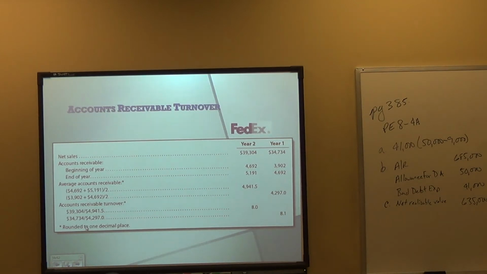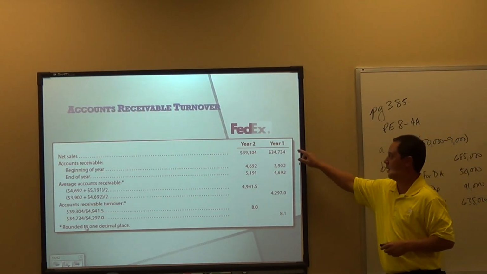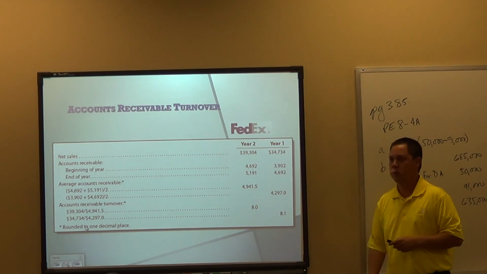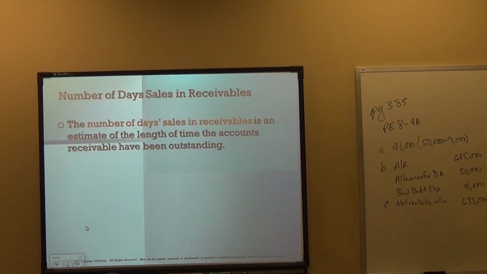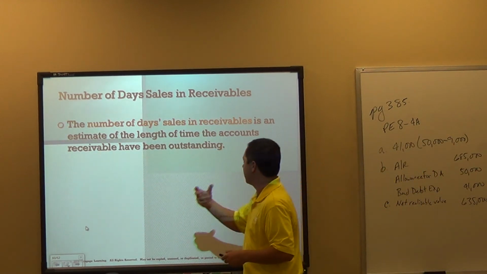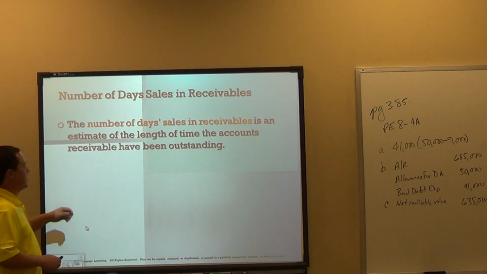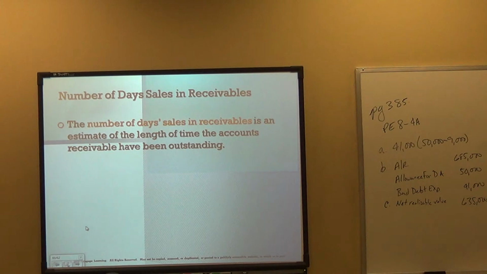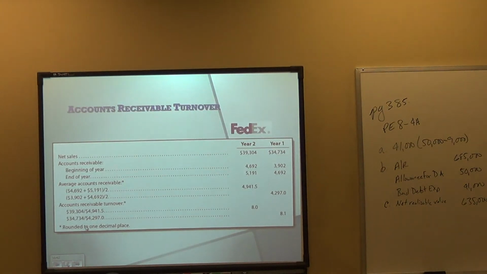Questions on how we do that? So take the average here into that, and that'll give you your value there for the turnover. So the next part of the problem is now we're going to take those number of days sales and receivables. Is an estimate of the length of time the accounts receivables have been outstanding. So now we're going to take a look at another way of estimating some of those things. So we'll leave some of this value here.